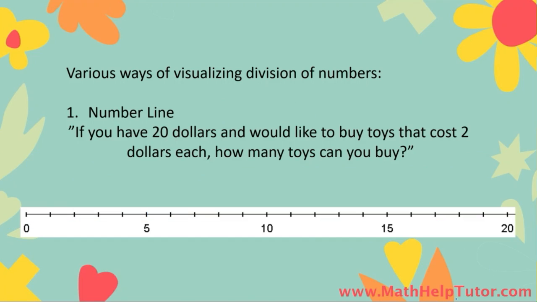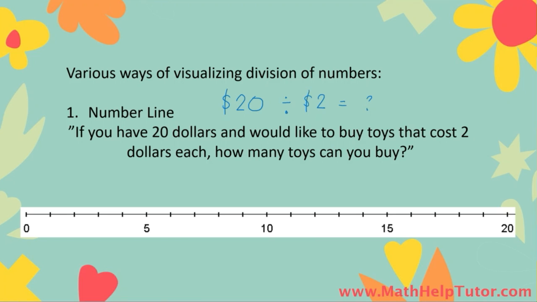Let's try a word problem this time. If you have $20 and would like to buy toys that cost $2 each, how many toys can you buy? This problem can be written as 20 divided by 2. So I have $20 and I would like to know how many toys I can buy if each toy is $2 each. So there are 3 ways we can visualize this.